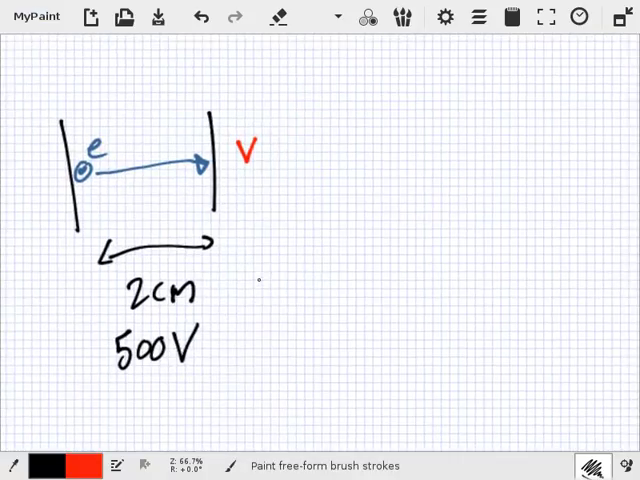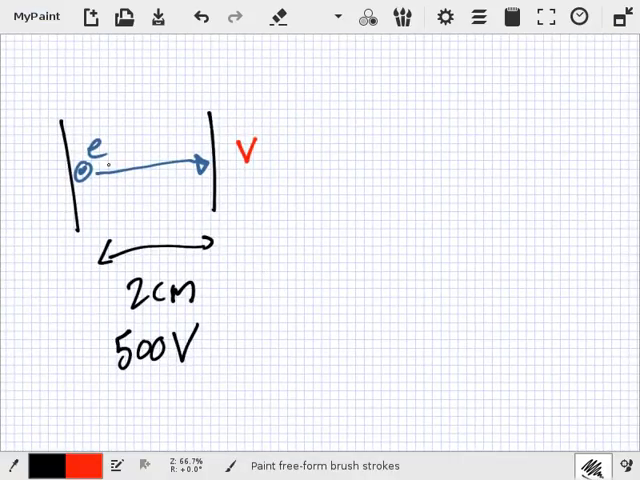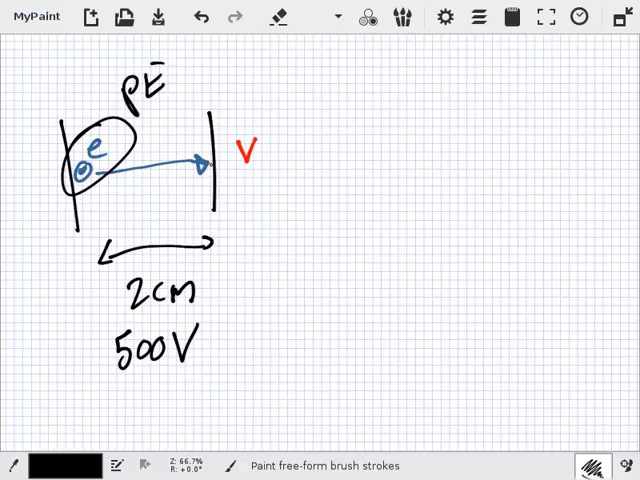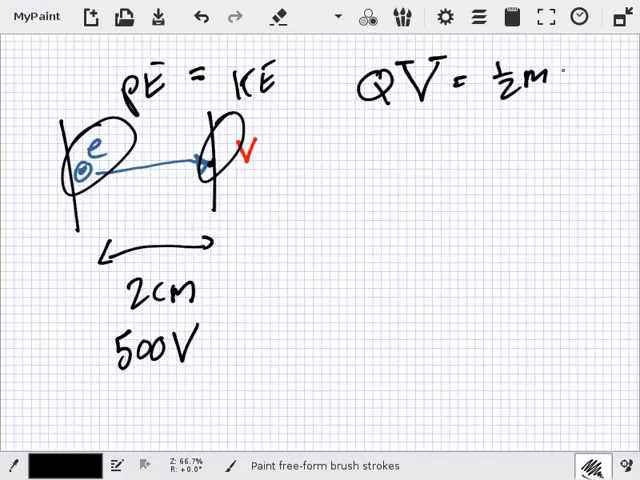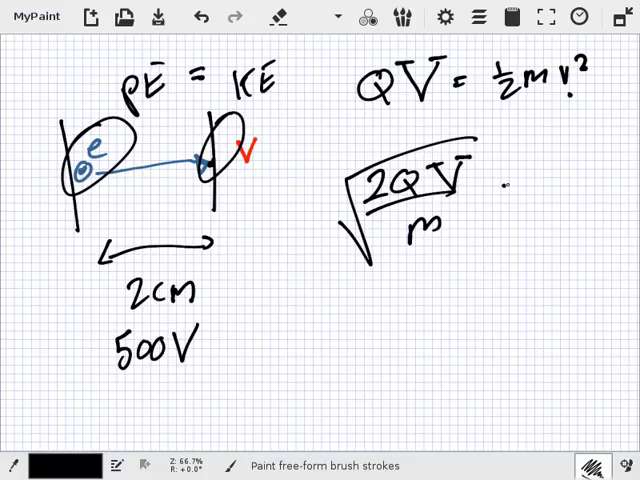Okay, I don't think this is too bad. Let's do it together. So what energy does the electron have here? Potential, yeah. And here? Kinetic. And they should be equal, of course. So that means QV should equal a half mv squared. And I'm looking for the small v. So that means the square root of 2QV over m is the speed.